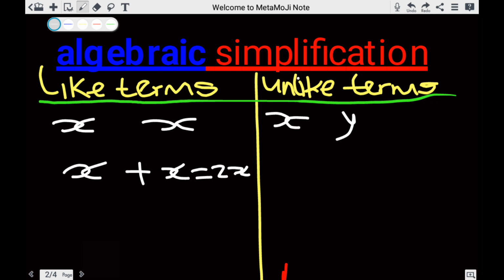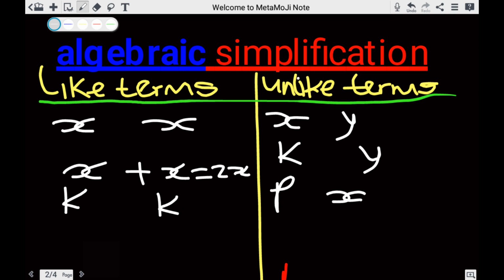During this lesson, I'm also going to give you illustrations that will help you understand the like terms and unlike terms we'll be talking about. So K and Y are not like terms, but K and K are like terms. What about P and X? P and X are not like terms because you cannot add them together, you cannot combine them with each other.